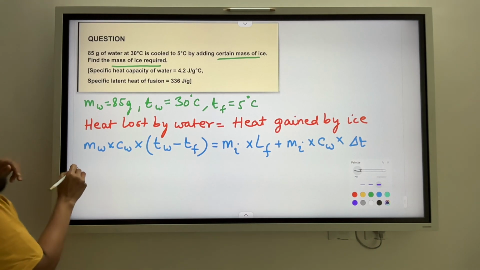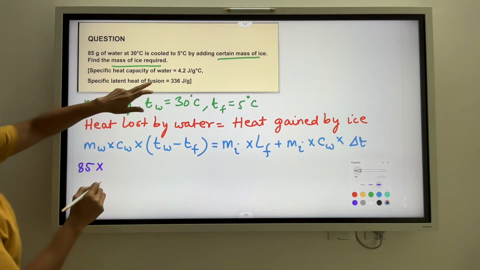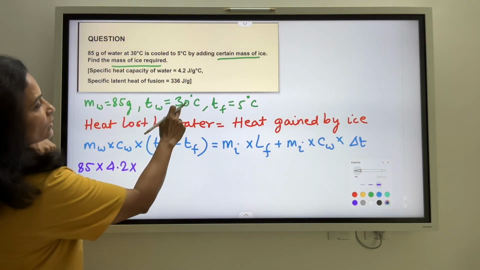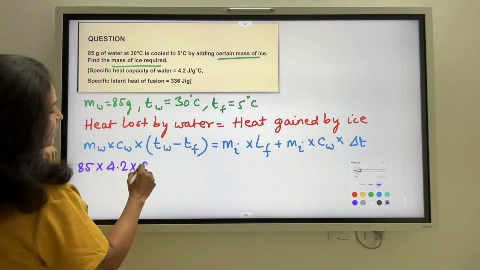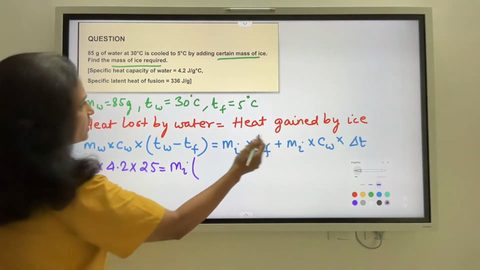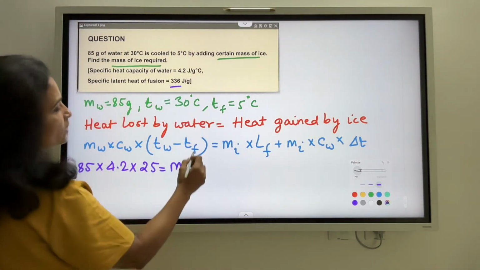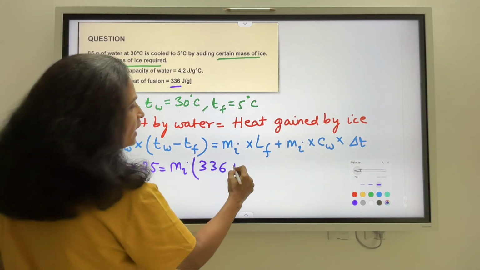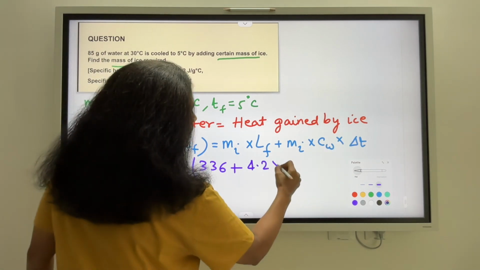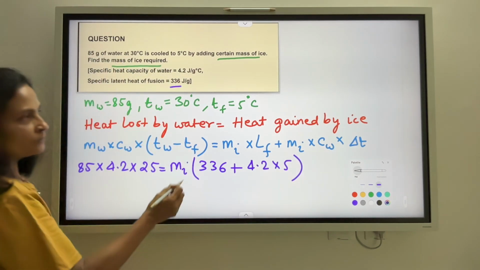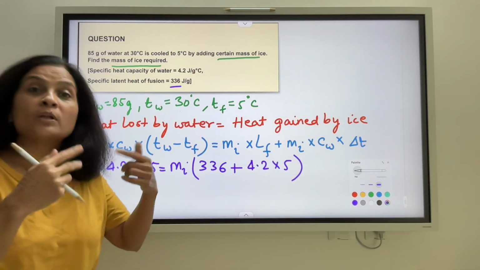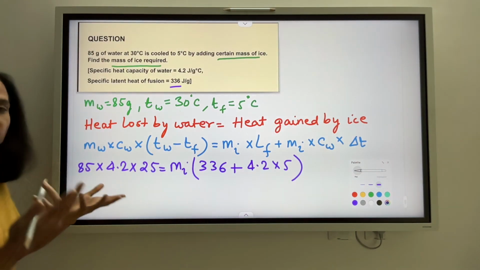So what is the mass of water? 85 gram. Specific heat capacity of water दी हुई है 4.2. Now the difference in temperatures 30 minus 5 is how much? 25 degree. Now mass of ice common ले लेते हैं, right? Mass of ice हमें निकालनी है, common ले लेते हैं. Latent heat of fusion is given as 336 and along with that I have specific heat capacity of water once again and my del T this time is a 5 क्योंकि 0 से 5 degree is the temperature change which has happened for the ice now melted into water.